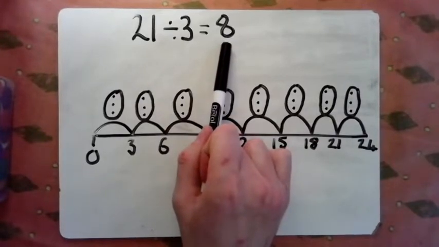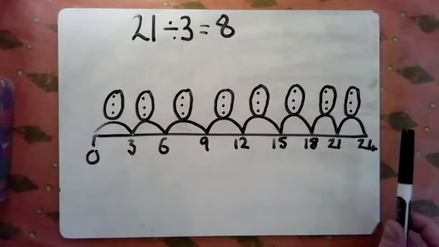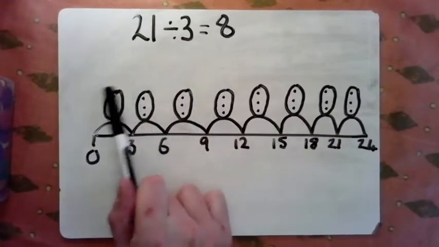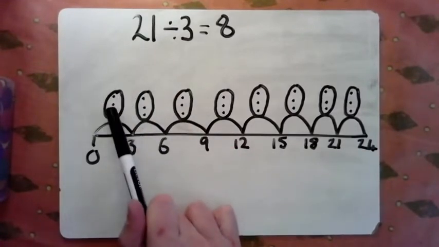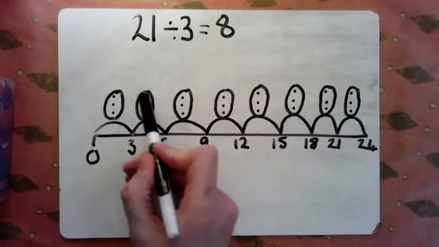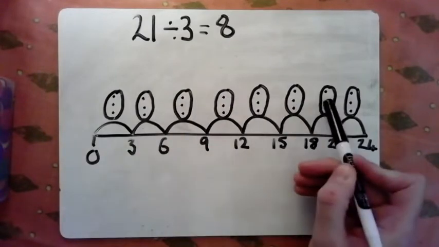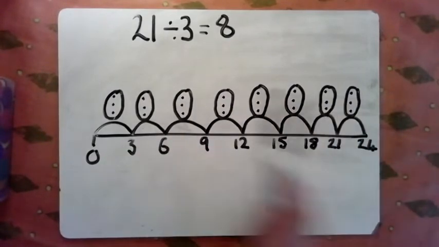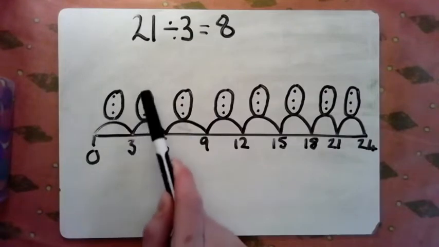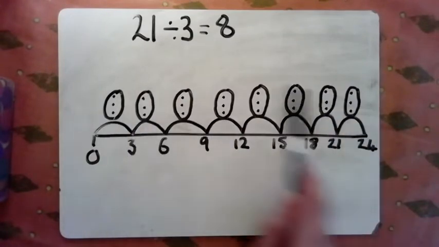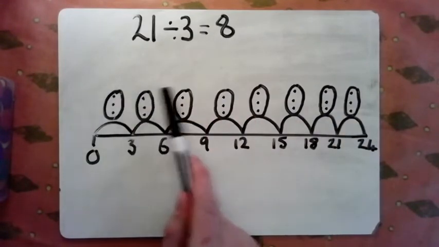Okay, you can see I've got a number line image here. I've got them grouped into 3s, definitely grouped into 3s, and I've got 1, 2, 3, 4, 5, 6, 7, 8 groups. So I've got them grouped into 3, 1, 2, 3, all of them grouped into 3. And I've got 8 of them, 1, 2, 3, 4, 5, 6, 7, 8.